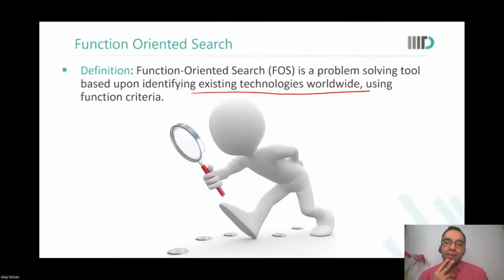Okay. But this function-oriented search has to be done on functions that your system is performing. So whichever functions need improvement, are happening insufficiently or are happening excessively, and you want to correct them, that is where you would want to use function-oriented search. Okay. Let's look at how to do FOS.